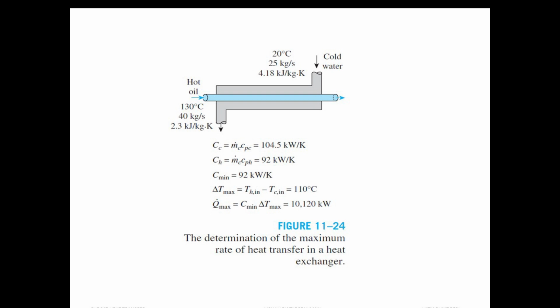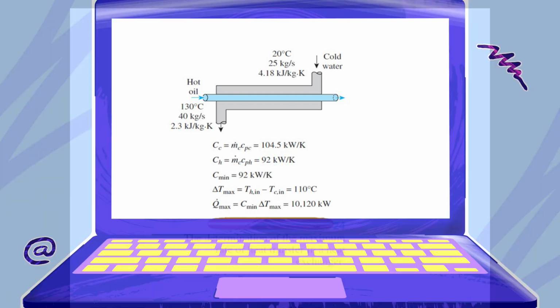C minimum that we got earlier, which is the Ch, 92 kilowatt per Kelvin, times delta T max 110, and the value of the maximum heat transfer rate is 10,120 kilowatt.